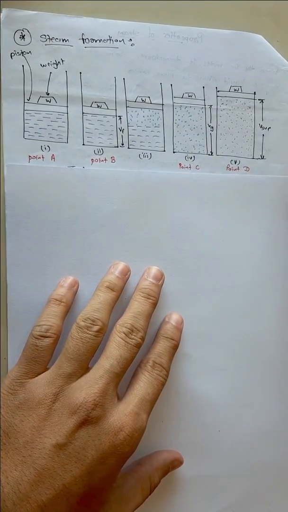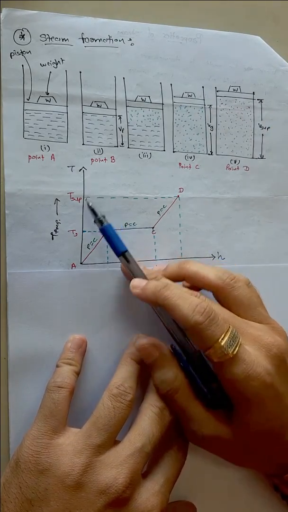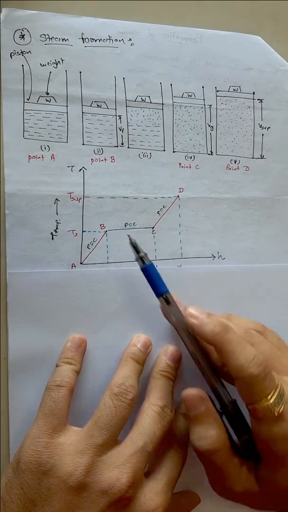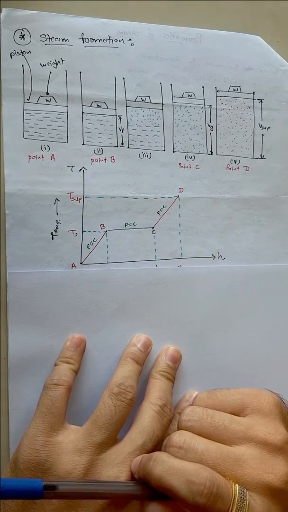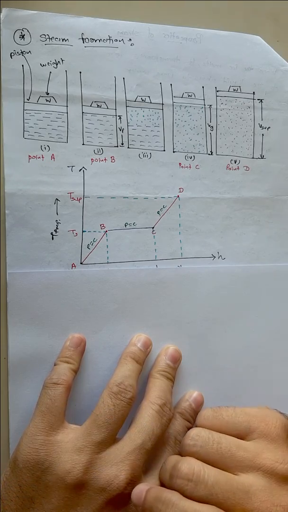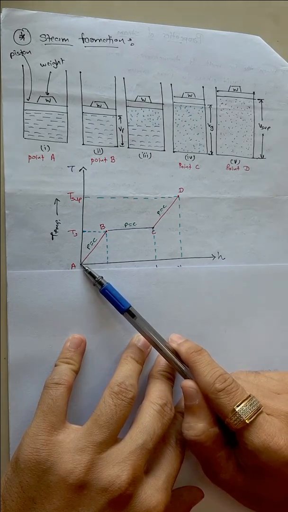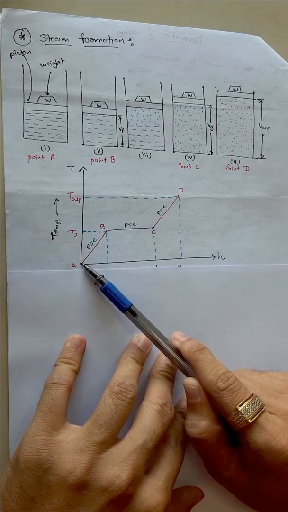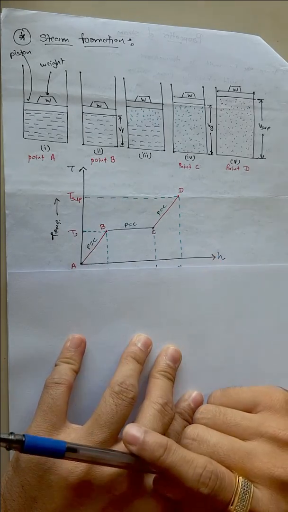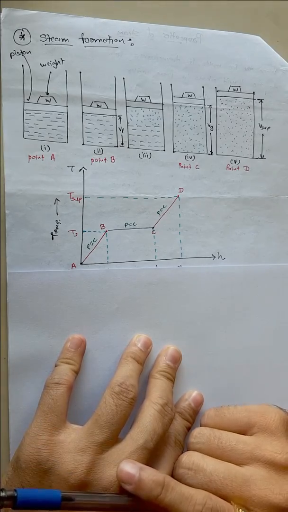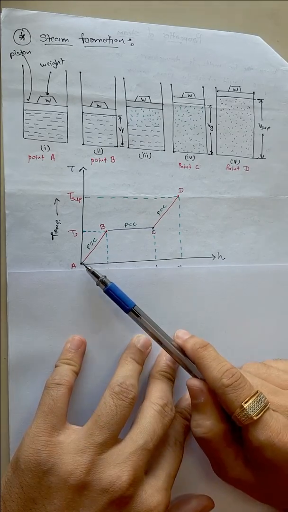Let's understand this through the T-H diagram. The T-H diagram looks like this. Let's go point by point. At point A we have water at 0 degrees Celsius. On this graph, temperature 0 degrees Celsius is at point A, that is, at the origin of this graph. Now at point B we have water at 100 degrees Celsius, so temperature will rise as well as enthalpy.